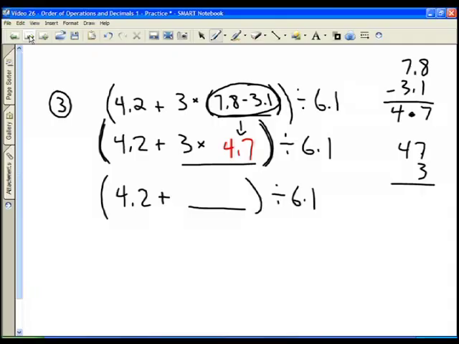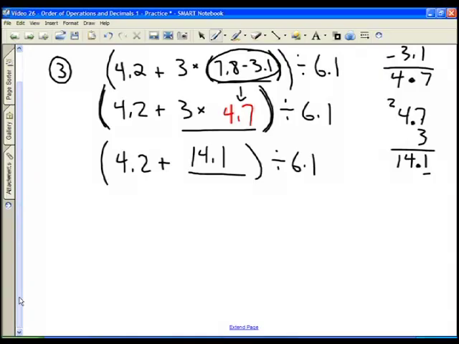So 3 times 7 is 21. I write the 1 and carry the 2. And 3 times 4 is 12. 12 plus 2 is 14. And there's one decimal in my question, so I make sure that I have one digit to the right of my decimal in my answer. And this works out to be then 14.1.